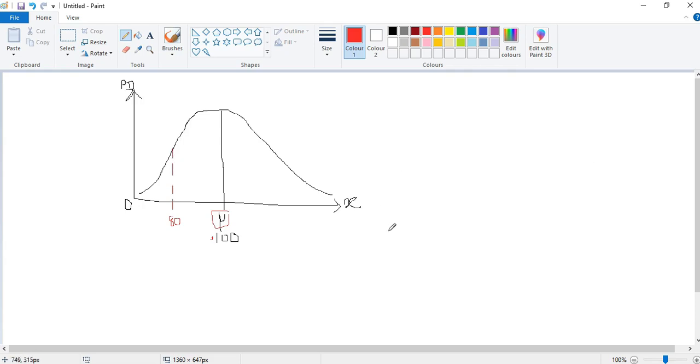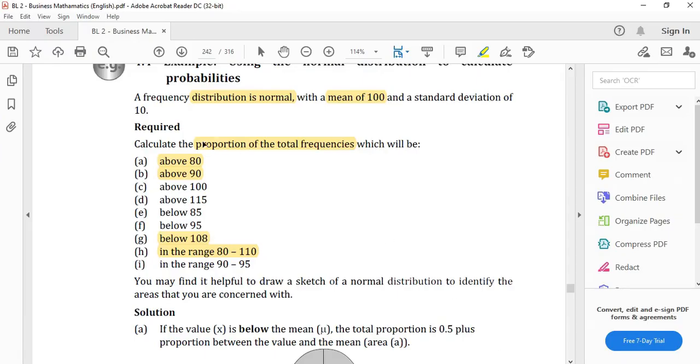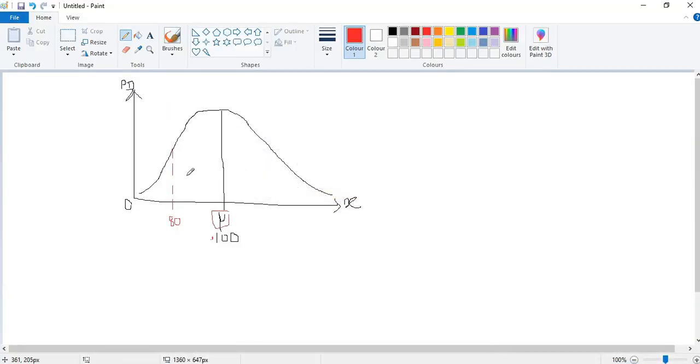Okay, alright. Now they are asking above 80, what's the proportion of total frequencies? Above 80 means anything towards this side. Because if this mean is 100, definitely this may be 120 and this 140 and so forth it will go. So anything above 80, they didn't restrict the upper limit. Which means what's the area we should find? All this. Okay, up to here.